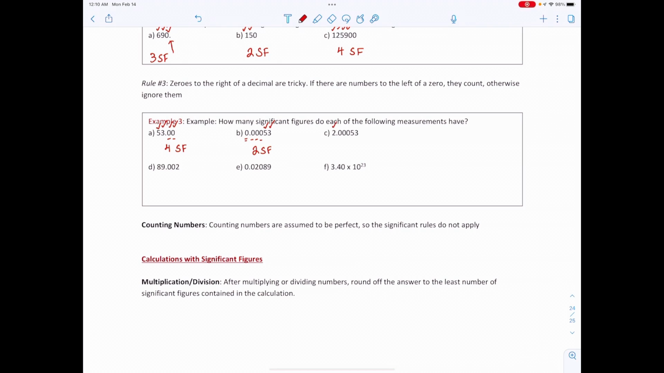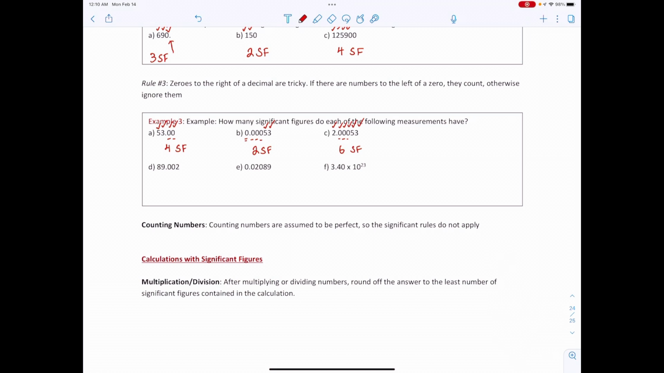Okay, this 2 counts, the 5 counts, the 3 counts. If we take a look at these 3 zeros, all 3 of them are to the right of a decimal. Yet when you look left, you do see a number. You see the number 2. So that means these 3 zeros will count for a total of 6 significant figures.